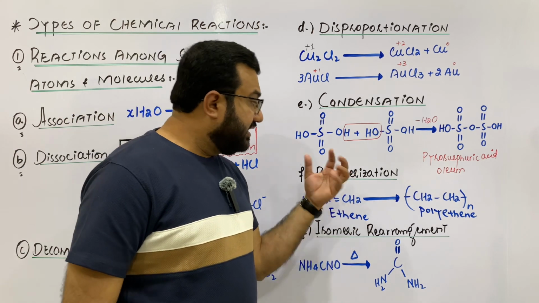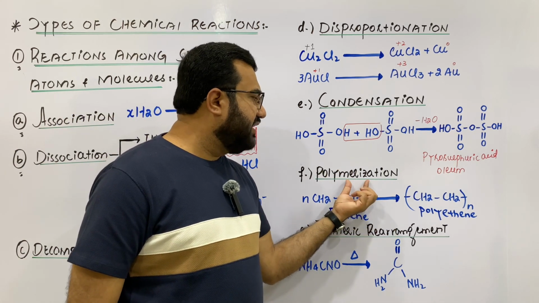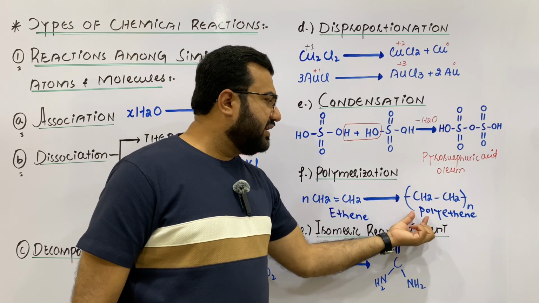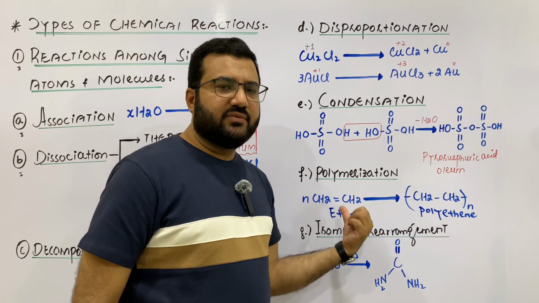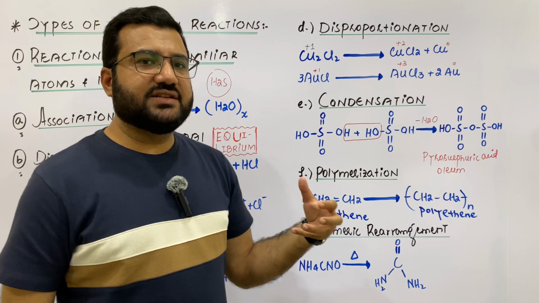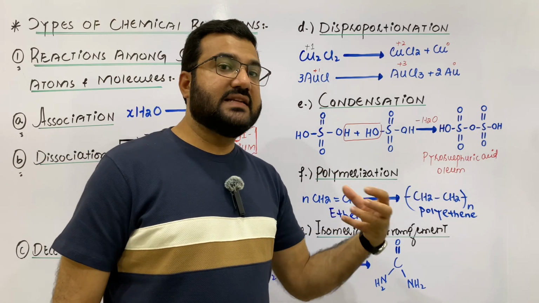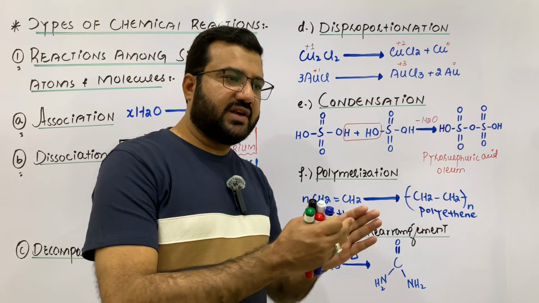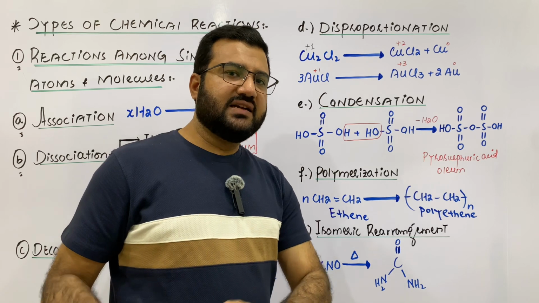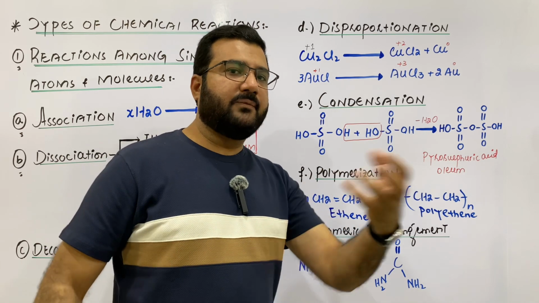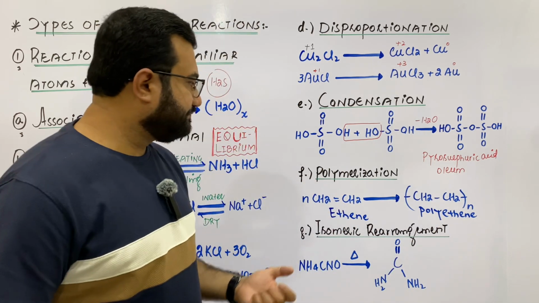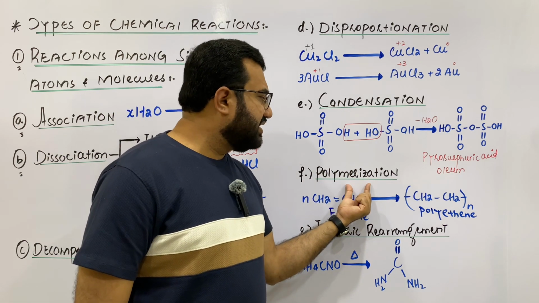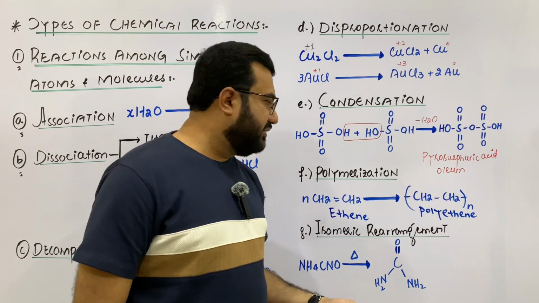Next is the depolymerization reaction. In case of depolymerization, a polymer is broken down into its monomers, and this process is very important in the recycling of plastic, in which the plastic is changed back to its monomers, and then the monomers are rejoined to form a new form of plastic. So polymerization, and there is another type, that is depolymerization.